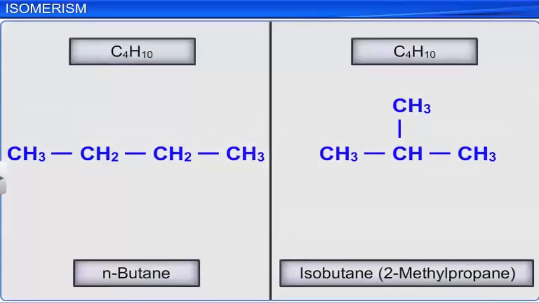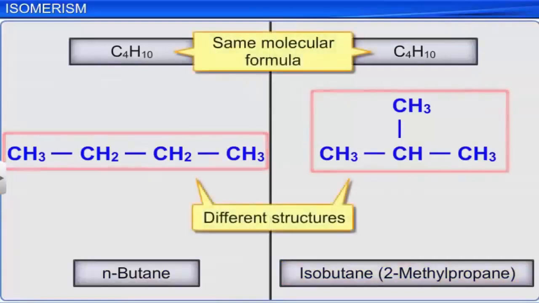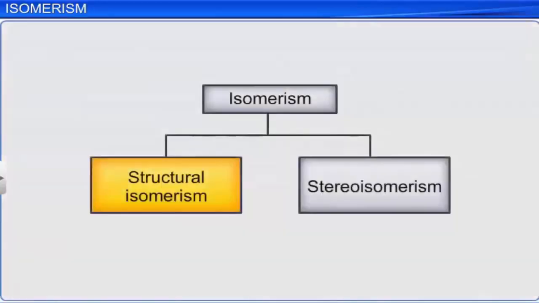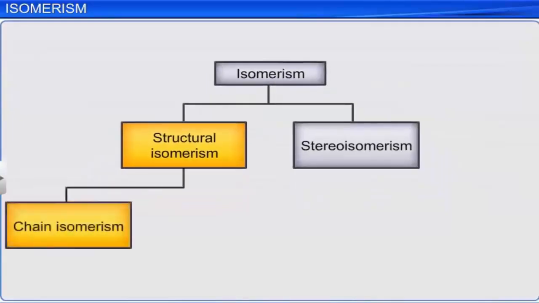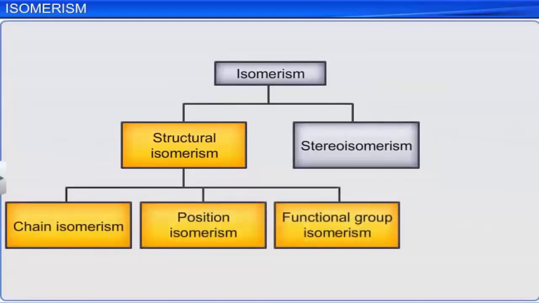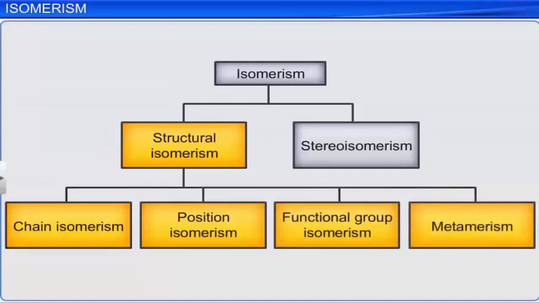For example, in n-butane and isobutane, the molecular formula is the same but their structures are different. Thus, they are structural isomers. Structural isomerism can be of following types: chain isomerism, position isomerism, functional group isomerism, and metamerism. Let's look at chain isomerism.